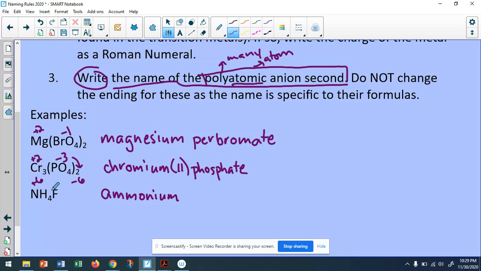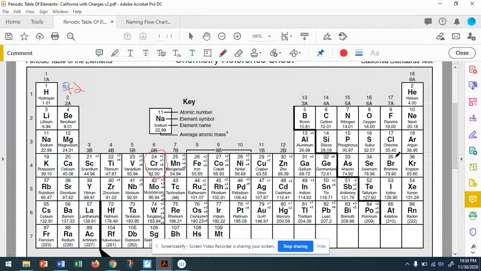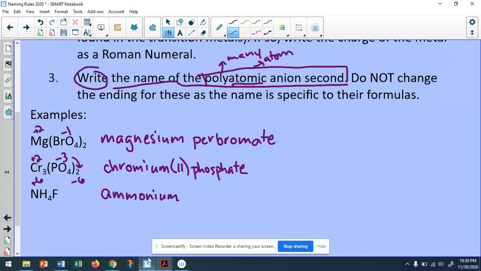My second one is a simple non-metal, so I check my periodic table, and I see over here it's fluorine. I need to follow my regular rules. So this would be fluoride. Since it's not a polyatomic, I do change the ending for this one.